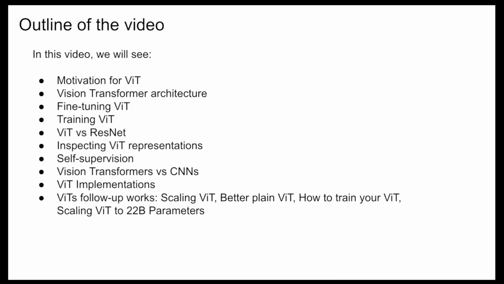So the outline of this video is like this. We'll start with the motivation for ViT, and then I'll look at its main architecture, and then look at fine-tuning ViT, then training ViT, then we compare it to ResNet, and then we look at ViT representation, and then look at self-supervision and see the main difference between vision transformers and CNNs, and then we see some popular ViT implementations. And then we close with some recent follow-up works like scaling ViT, better ViT, how to train ViT, and scaling ViT to 22 billion parameters.